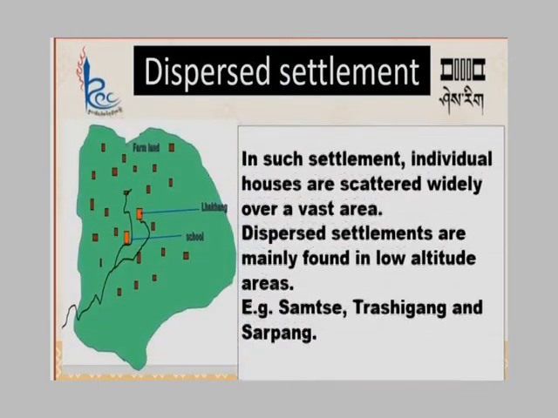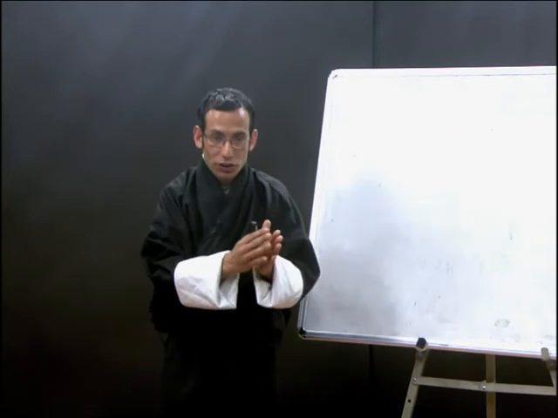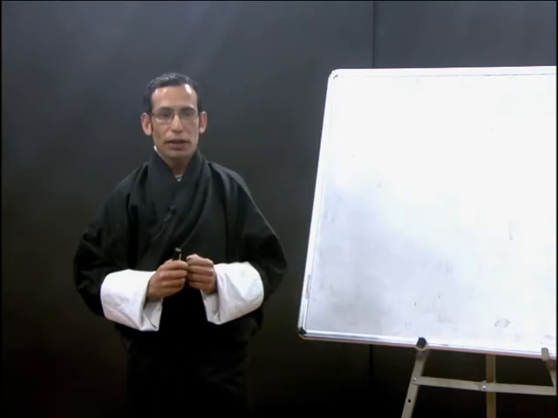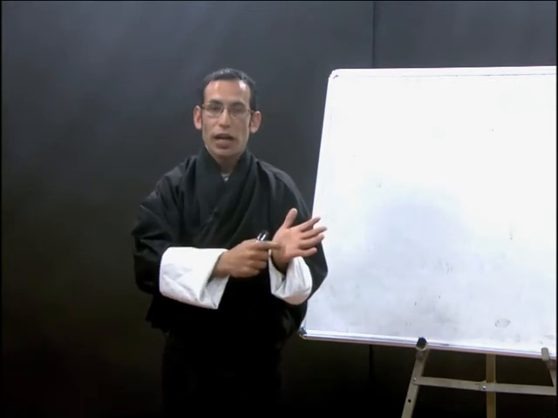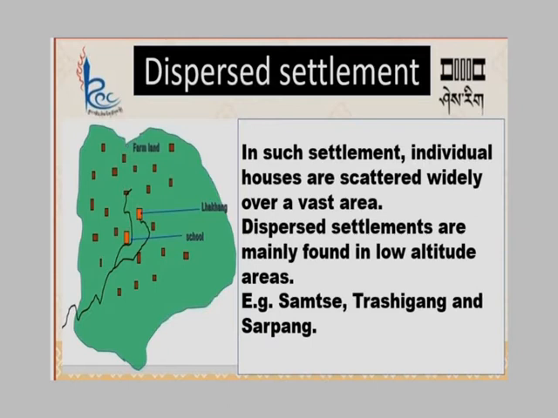Now, the dispersed settlement. Dispersed settlement is a type of rural settlement where houses are built far away from each other. Houses are scattered widely over a vast area, which means the houses are surrounded by their own farmlands. Here, farmers will have their house surrounded by their own farmland. Therefore, houses are constructed apart, keeping a distance from each other, but surrounded by farmlands.